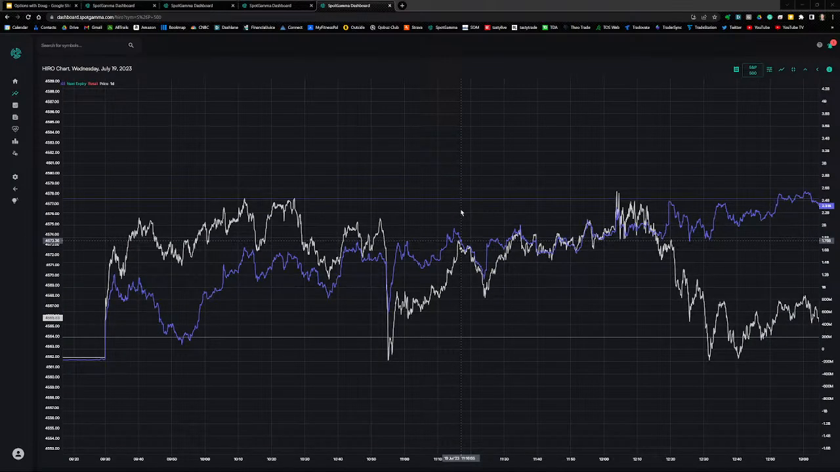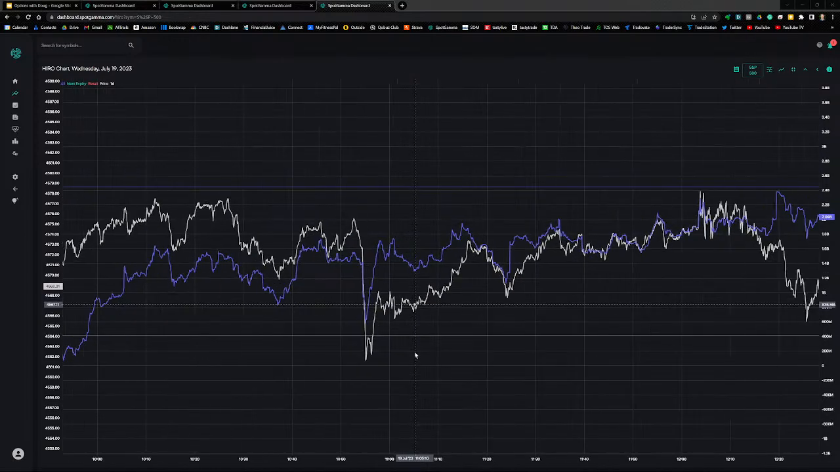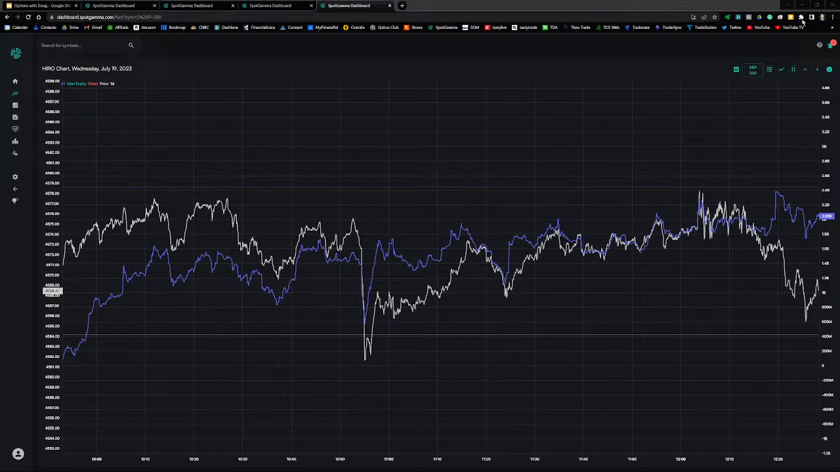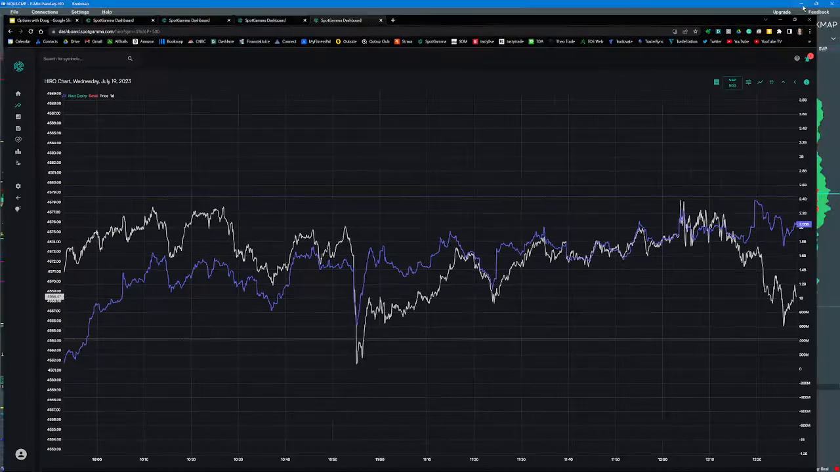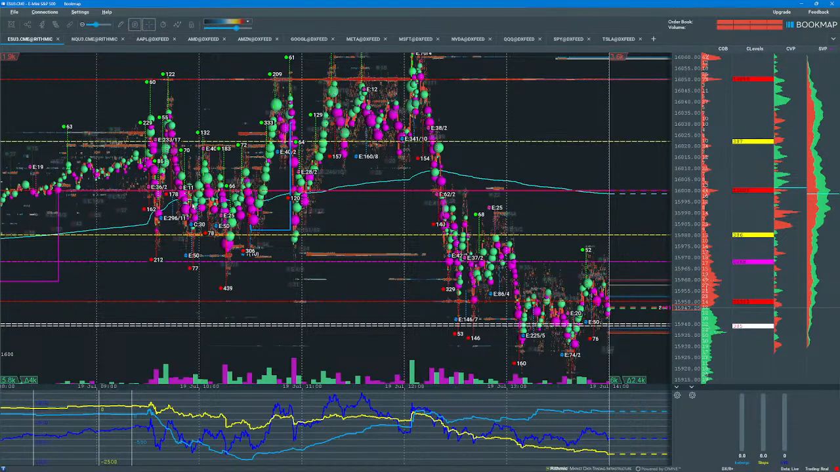And otherwise there was a pretty sharp rally right in the first few minutes in the morning, then chop, sharp drop lower. Traders start taking positive delta positions and the SPX, ES moves higher. Let's take a look at Bookmap now. Let's go back to ES.